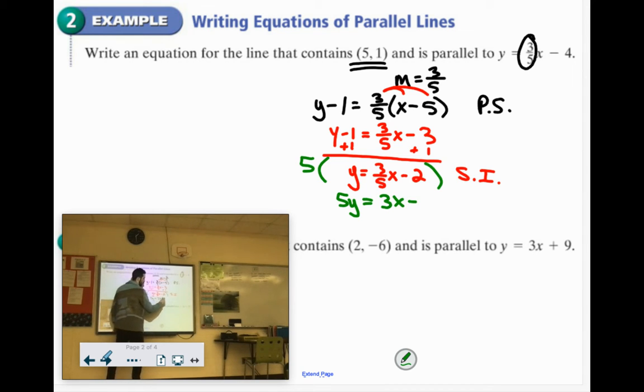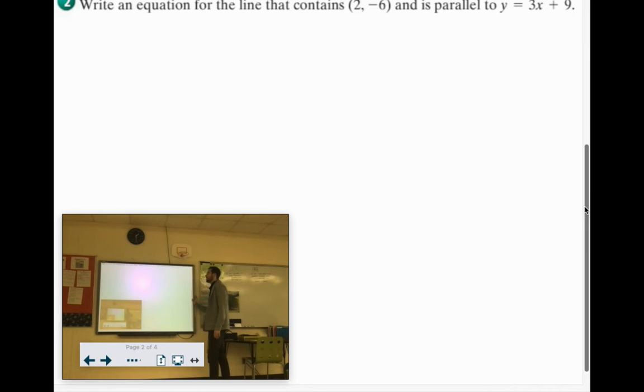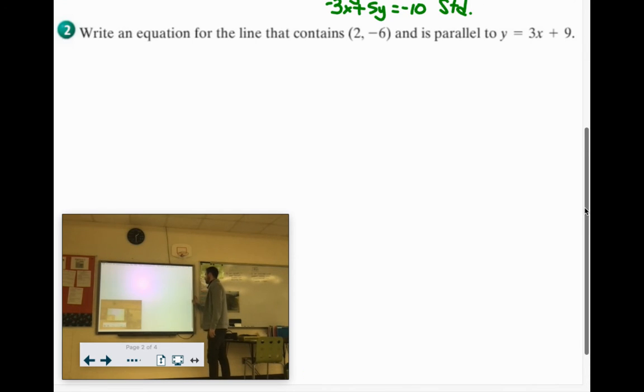What's going on here? All right. And then the last thing we have to do, we've cleared fractions, get the x on the other side with the y. So to do that, we would subtract 3x. So negative 3x plus 5y equals negative 10. Here it is in standard form. Man, if you can do all that, you're in great shape. Great shape. I gotta sneeze. All right, there we go. That cleared up some stuff. Moved around the furniture. All right, here we go.